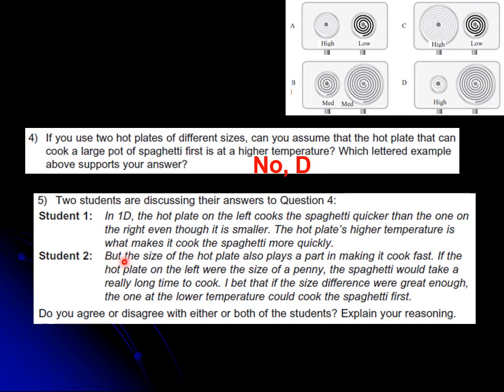Student 2 says the size of the hot plate also plays a role. If the hot plate on the left were the size of a penny, the spaghetti would take a long time to cook. I bet that if the size difference were great enough, the one at the lower temperature would cook the spaghetti first. So the answer is that student 2 is correct and student 1 is wrong.